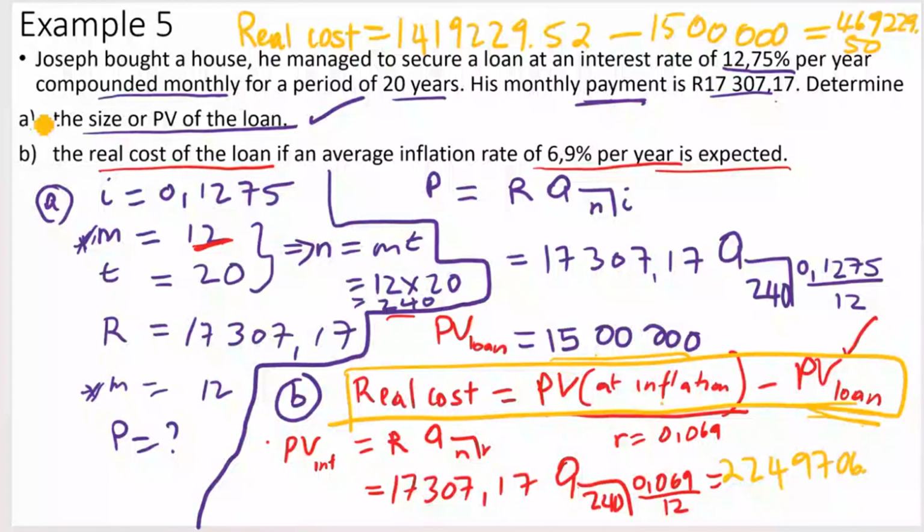So this will be the present value of your inflation. So this is going to change. Okay, so you are going to have 2249,706,809.